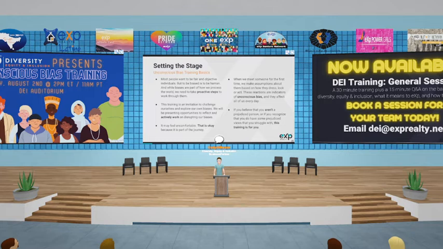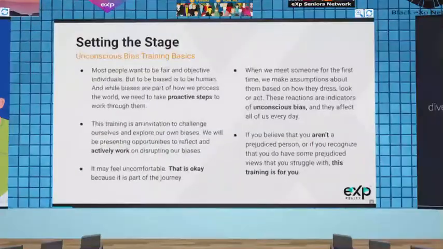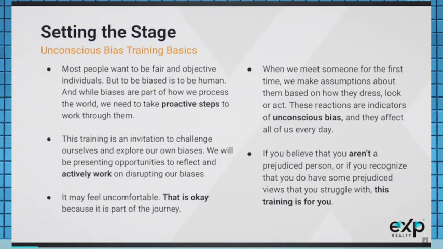Here's some basics on unconscious bias. Most people want to be fair and objective individuals, but to be biased is to be human. And while biases are part of how we process the world, we need to take proactive steps to work through them. So what we're saying here is that everybody has bias. That's a human thing to have. But it's also something that we as humans should be working every day to counteract.